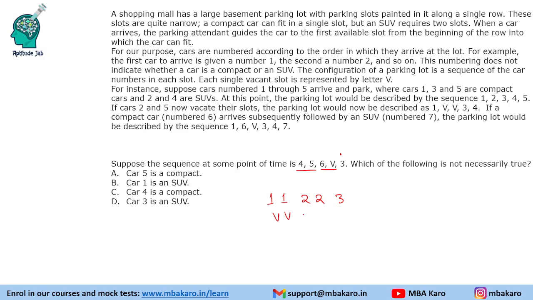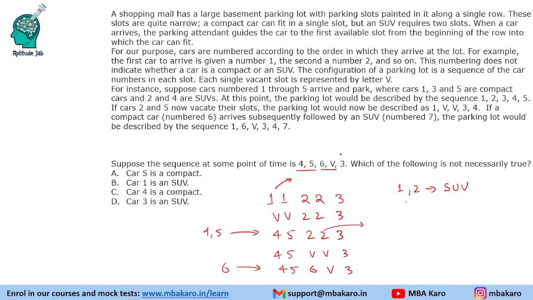So it became VV223. One goes out and then 4 comes. So it becomes 4V223. And then 5 comes. So 4 and 5 come, right, these are compact cars. Then 2 will leave. So it will become 4 5 VV3, and then 6 enters and it becomes 4 5 6 V3. So what we see is 1 and 2 are SUVs, and 4, 5, 6 are compact cars.